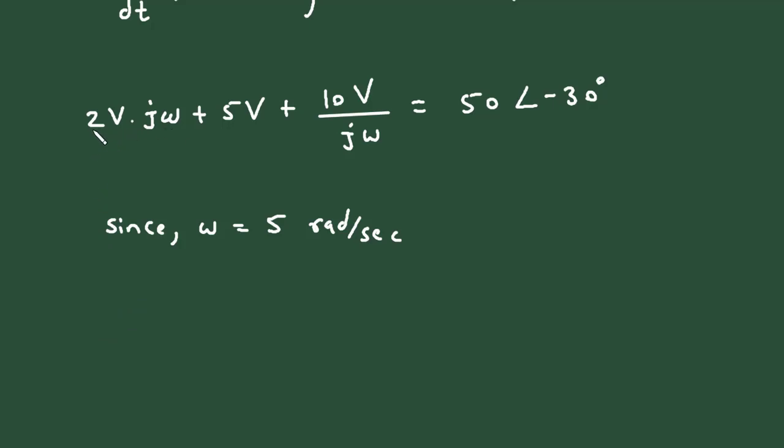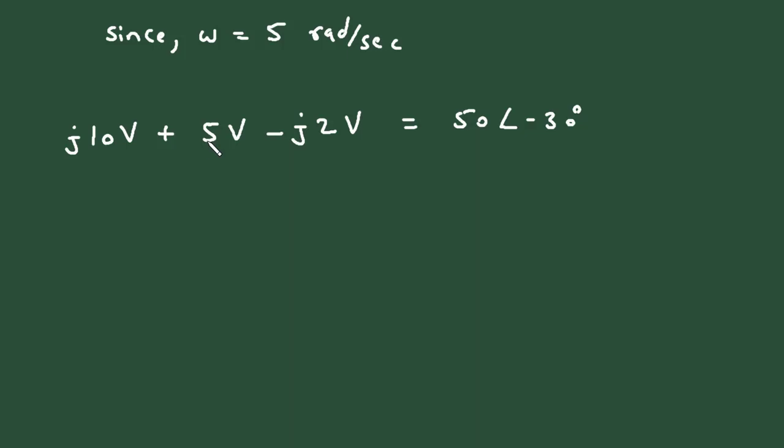Now this will be 2 into 5. So this will be 10 v. We will write this j first. So it will be 10 j v. Then plus 5 v. Then plus, now here this is 1 by j. Now 1 by j means it is minus j. So here we can put minus j, and in place of this omega this will be 5. So 10 divided by 5, this will be 2. This v as it is equal to 50 at an angle minus 30 degree.